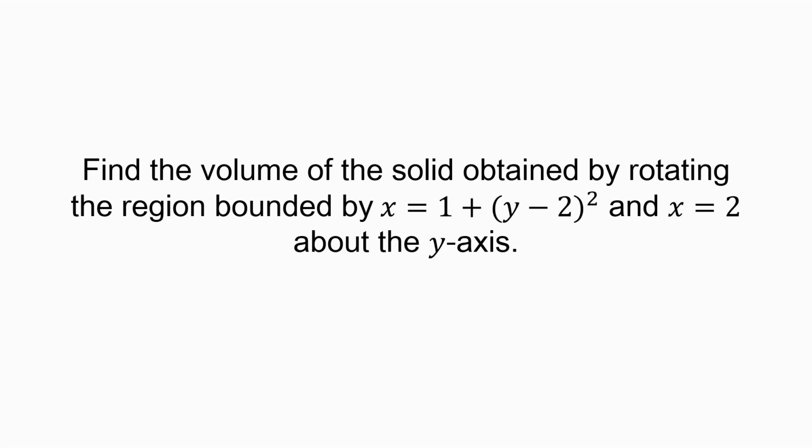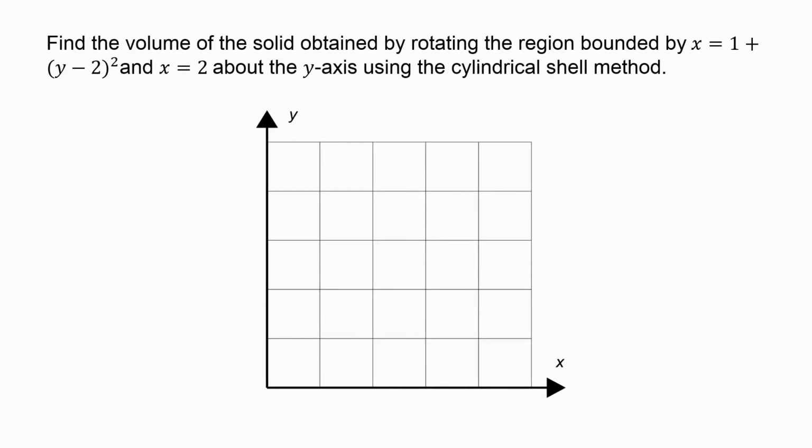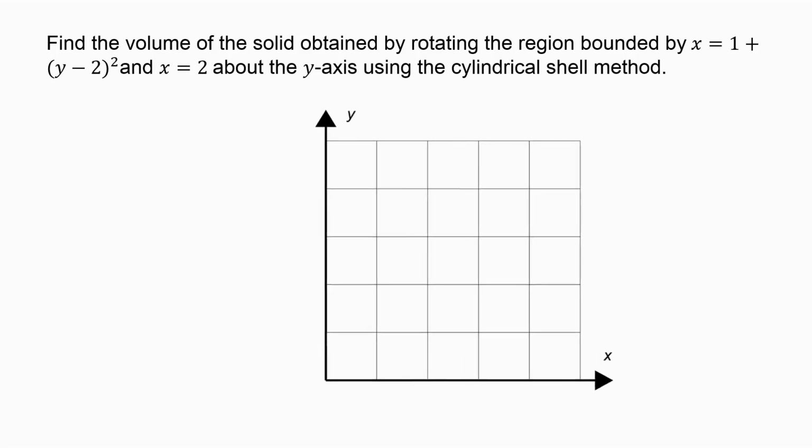Now for the third example, let us find the volume of a solid generated by revolving a region about the y-axis. The region is bounded by the equations x equals 1 plus the square of y minus 2 and x equals 2. But before setting up the solution, we first need to visualize the region by constructing its graph.